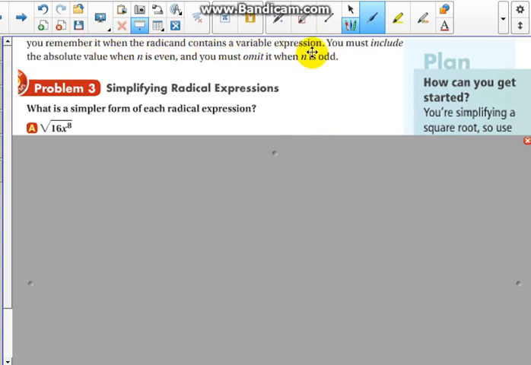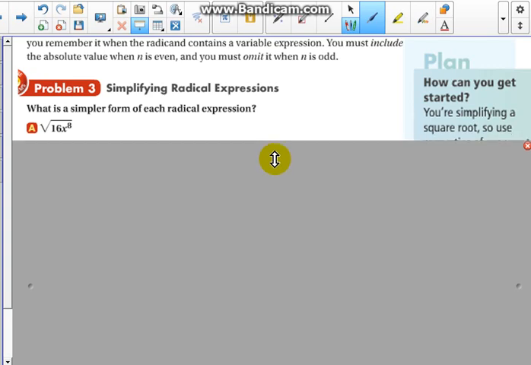When the radicand contains a variable expression, you must include the absolute value when n is even and omit it when n is odd. So we have to look at simplifying radical expressions. What is the simpler form of each radical expression? And here we've got, what is the square root of 16 x to the 8th power?